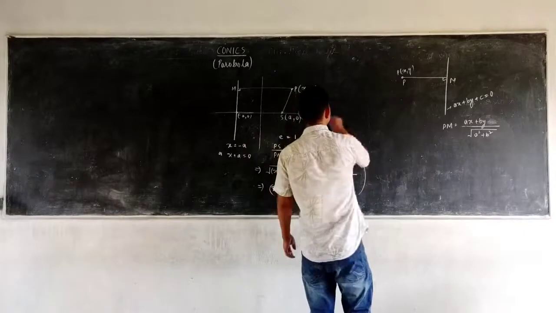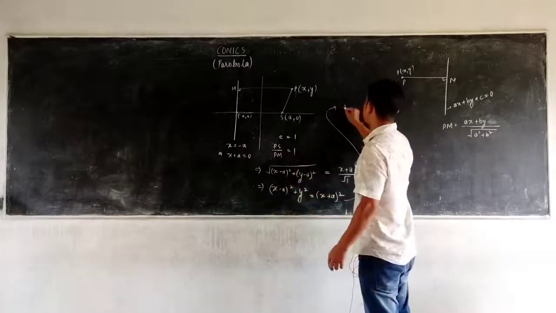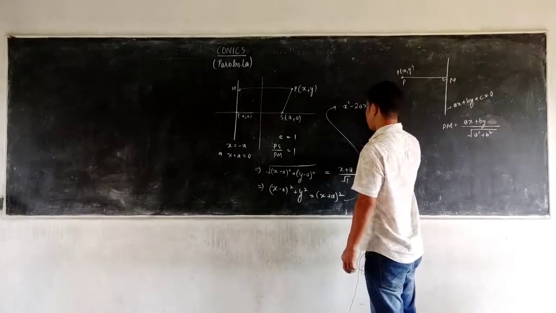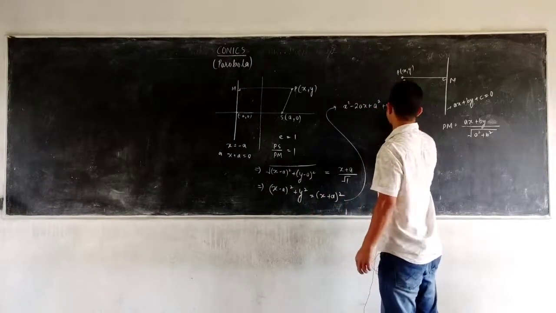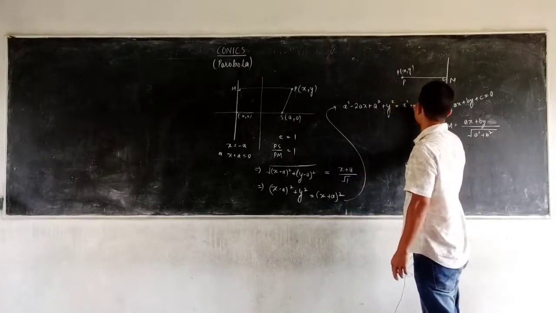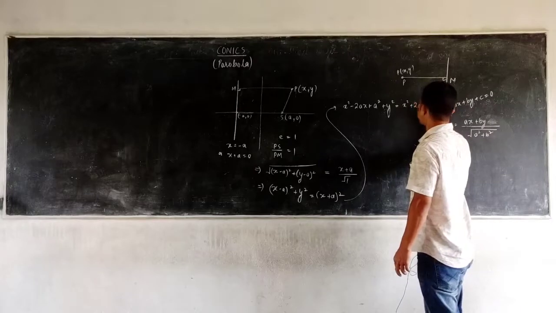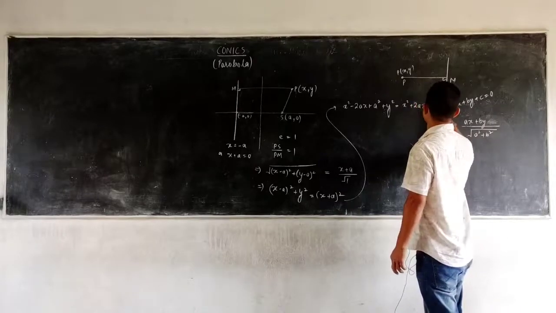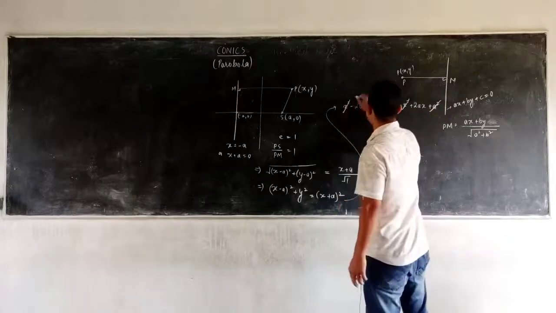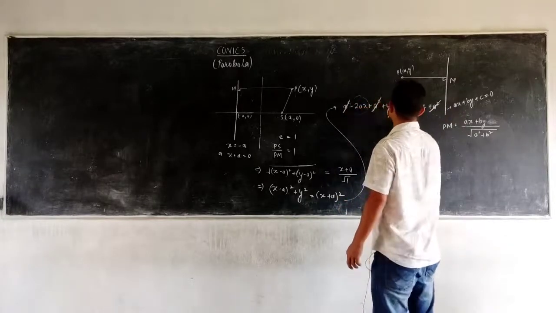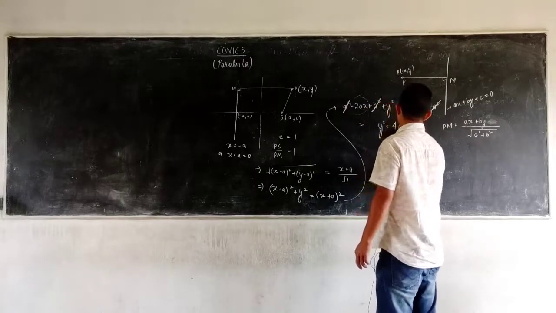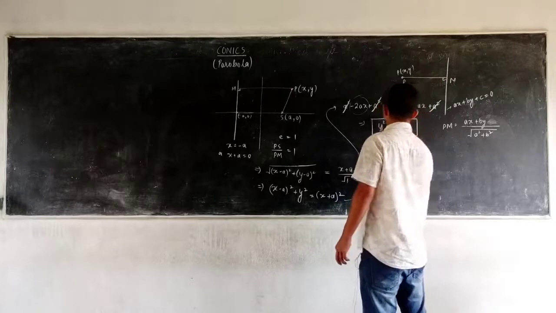On further simplification, I get x square minus 2ax plus a square plus y square. On the other side, it is (x plus a) whole square, that is x square plus 2ax plus a square. So a square and a square cancel on both sides, x square and x square cancel on both sides, and if I take the minus 2ax to the other side, I get the equation y square equals 4ax, which is the standard equation of the parabola.